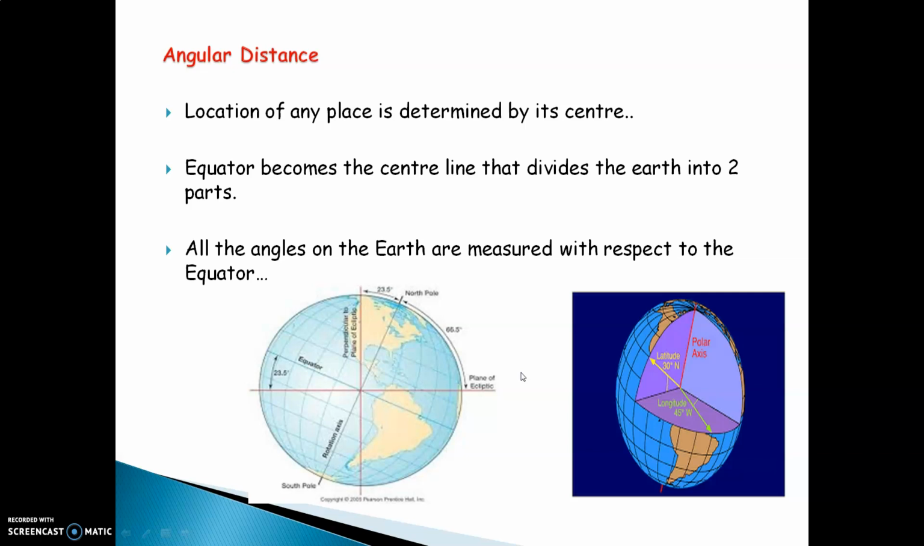Let us learn about the angular distance of the earth. All of us know the equator divides the earth into two equal parts. The equator is an imaginary line that passes through the center of the earth. All the distances on the earth are measured from the equator because it is the center of the earth. The equator becomes the center line that divides the earth into two equal parts.